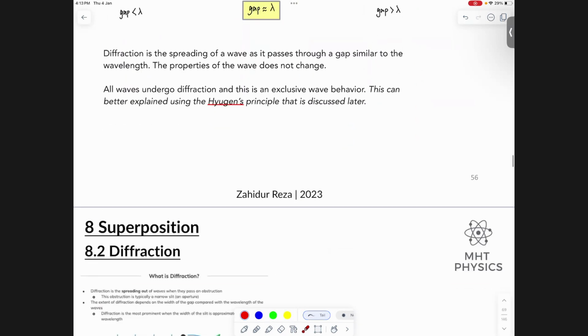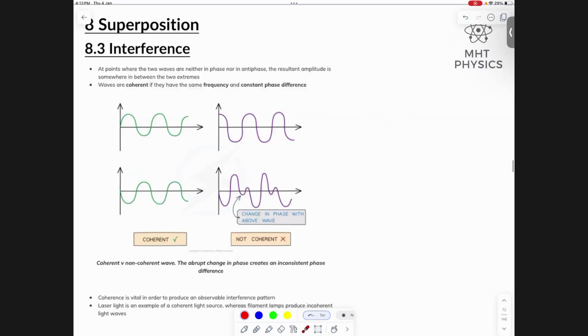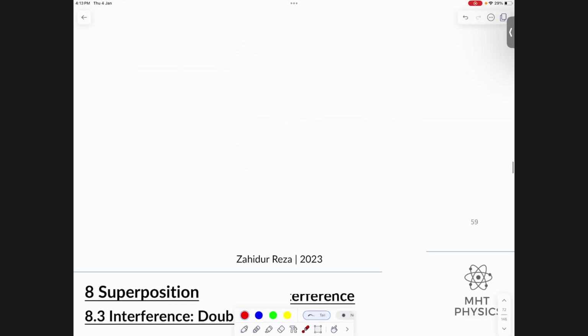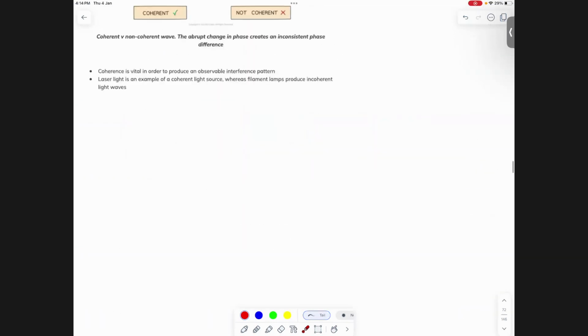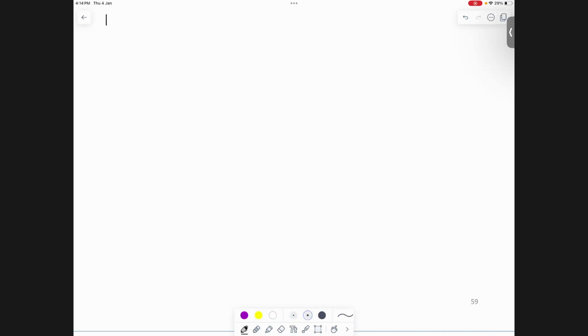So what's new here? To know, we need to understand something called path difference, okay? So what you need to do is go to page 59. Page 59. I'll explain this using an example, the concept of path difference.